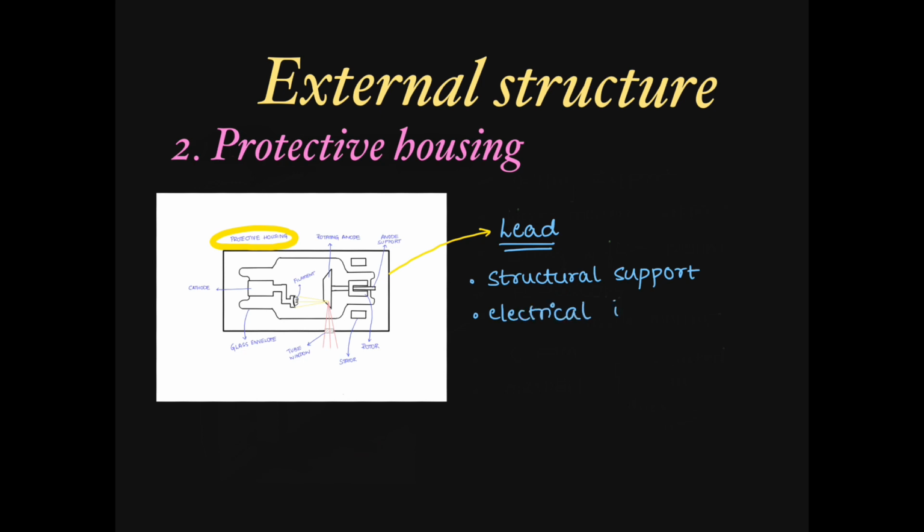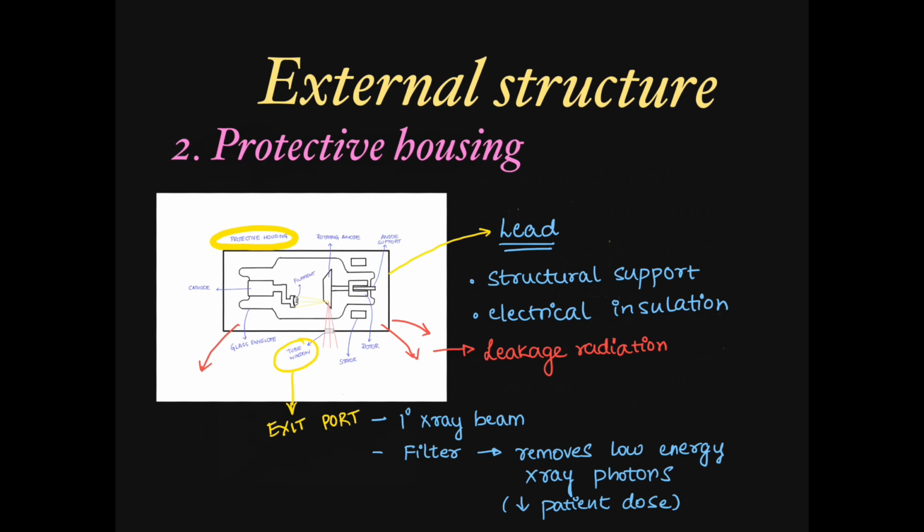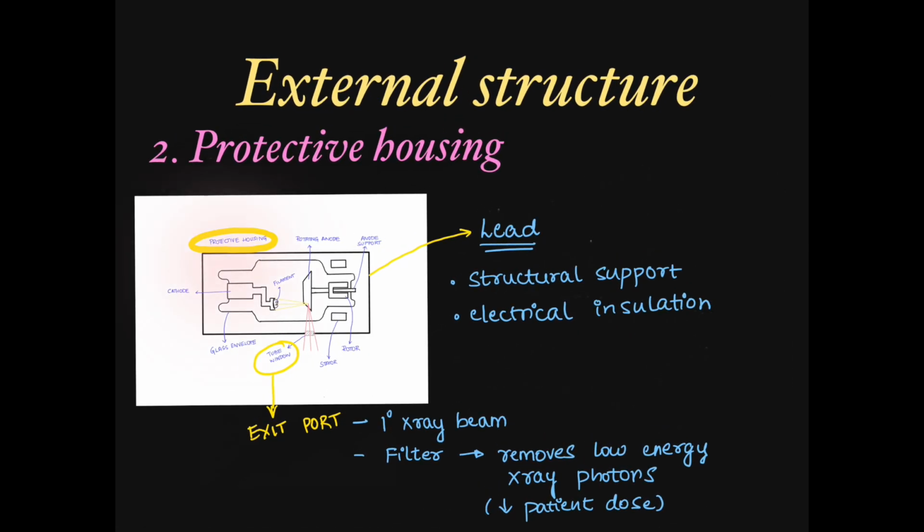Coming to the protective housing of the X-ray tube, it's made of lead because lead gives structural stability and also acts as an electrical insulator. A window or exit port is left in the protective housing for the primary X-ray beam to pass through, and filters of various metals can be added in order to remove low energy photons to reduce patient dose. If X-rays pass through any port other than the tube window, it's called leakage radiation, and there is always a permissible limit for leakage radiation in each unit.